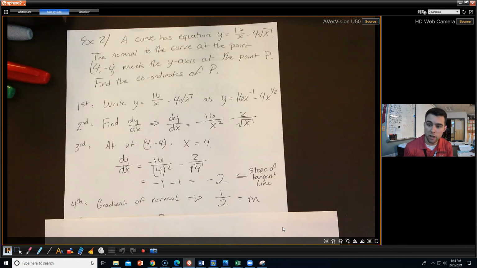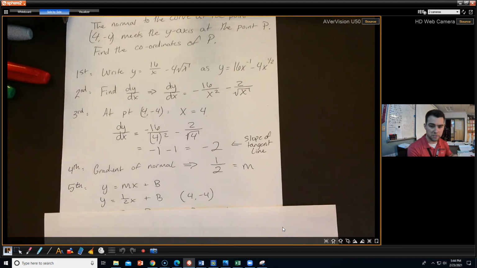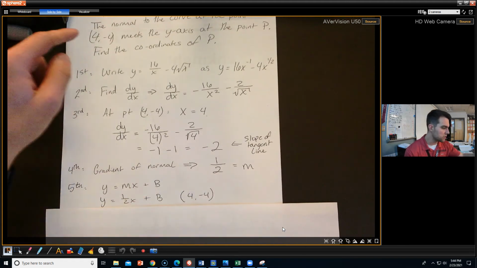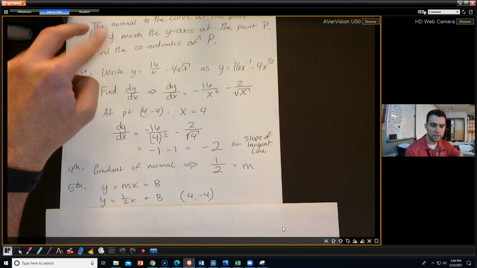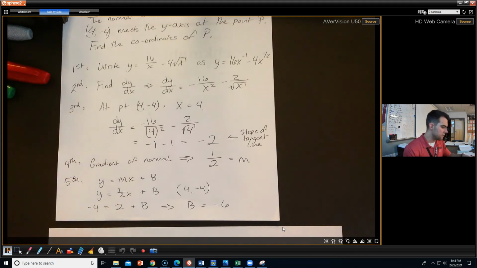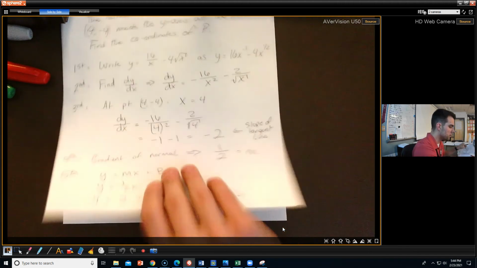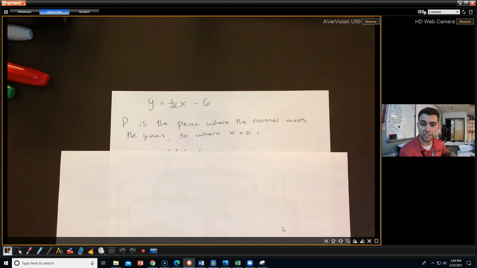That is the slope of my normal, so that's the one I'm going to plug into y equals mx plus b to solve for b and get that equation. I plug 1/2 in for m, and I'm going to use this point where the normal meets the curve, (4, -4), plugging those x and y values in. 4 times 1/2 is 2. I have negative 4 for y, so I find that b is equal to negative 6. Thus, the equation of my line is y equals 1/2 x minus 6.